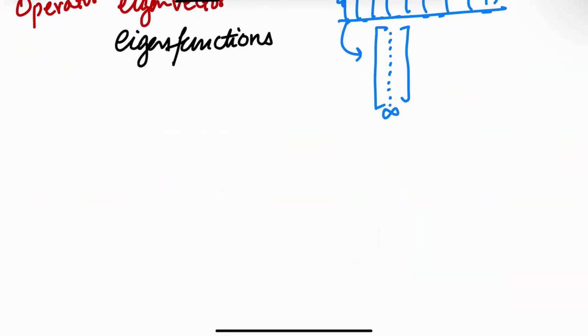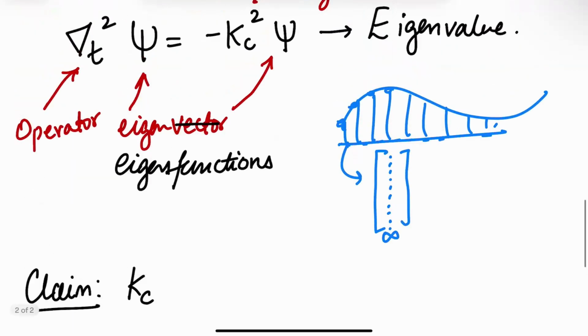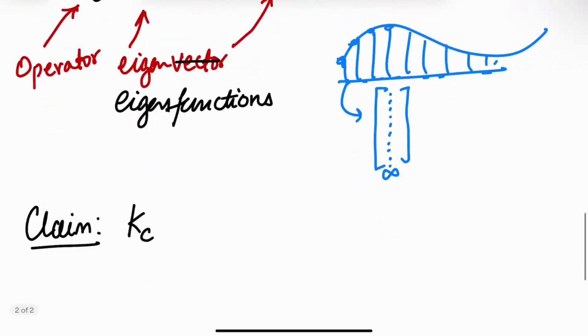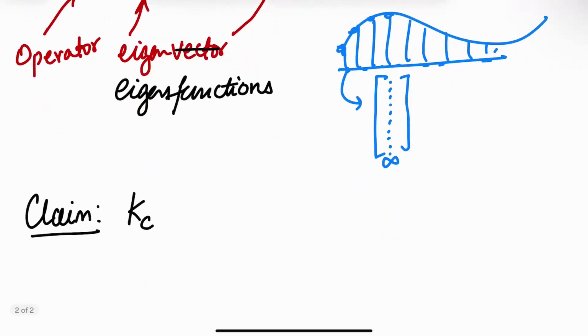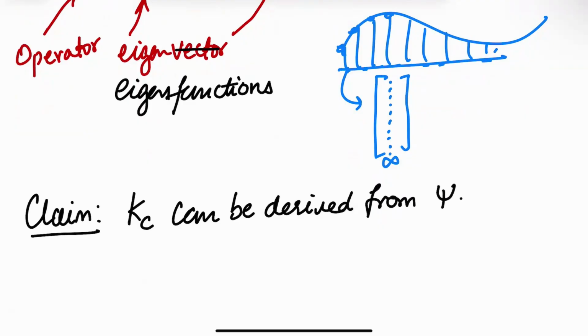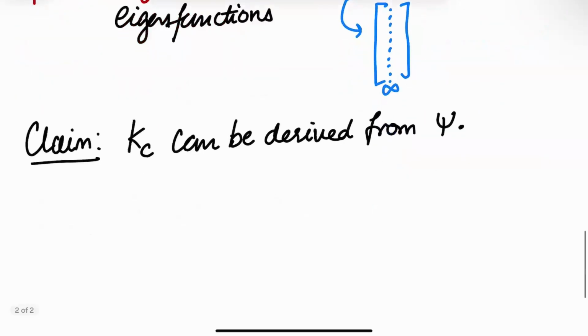So my claim now is that kc, which is the eigenvalue of this eigenvector equation, is nothing but the propagation constant, and it can be derived from psi. And it's not surprising because once you know the eigenvector, you can easily find the eigenvalue, right? That's the procedure of solving an eigenvalue equation. Find the eigenvector and then find the eigenvalue, right? So we're saying that once we know the eigenfunction, we can find kc. So how do you actually do that?